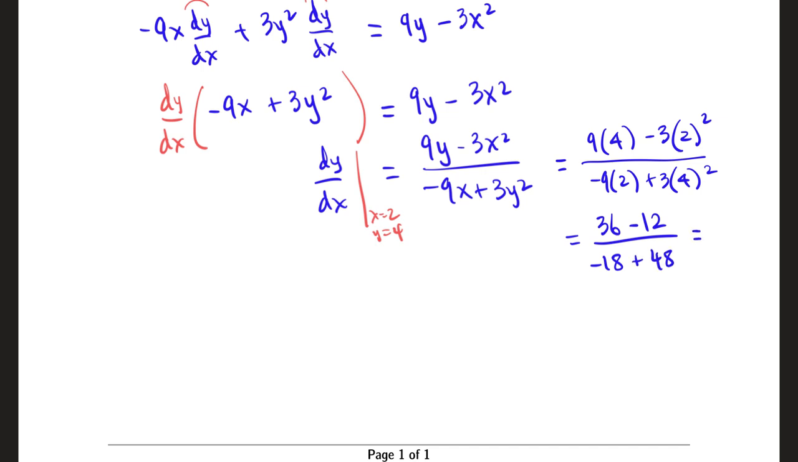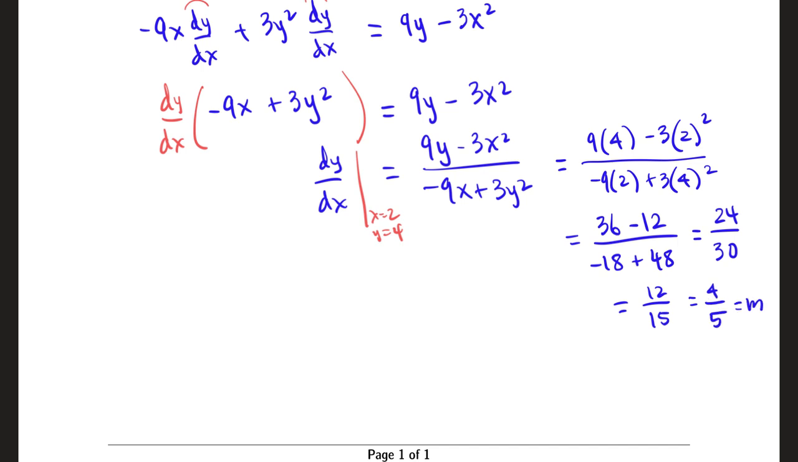Simplifying this, the numerator 36 minus 12 is 24. The denominator 48 minus 18 is 30. But we can divide by 2 to simplify this further. This is 12 over 15. But then we can reduce it further by dividing by 3. This is 4 over 5. And this is the slope.